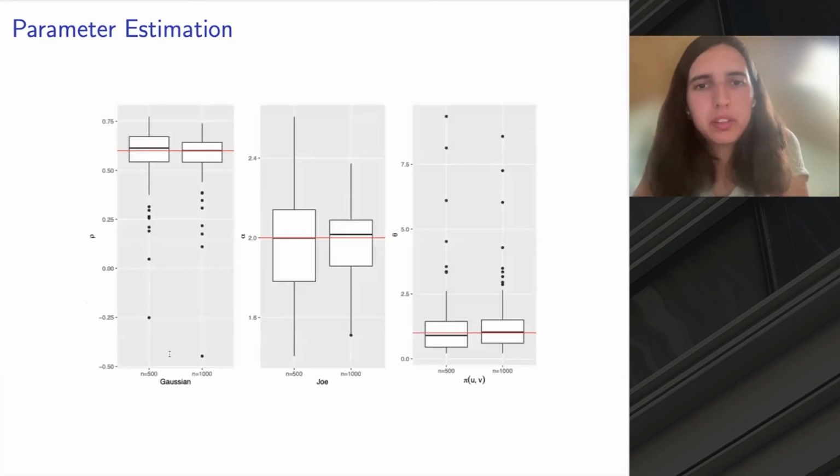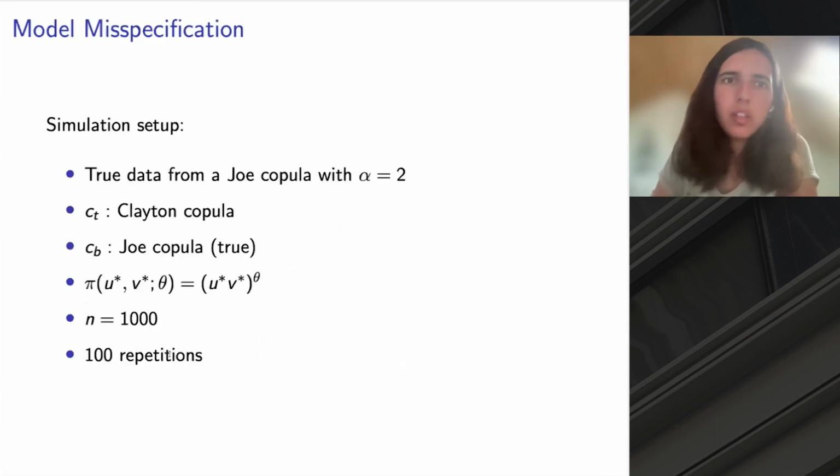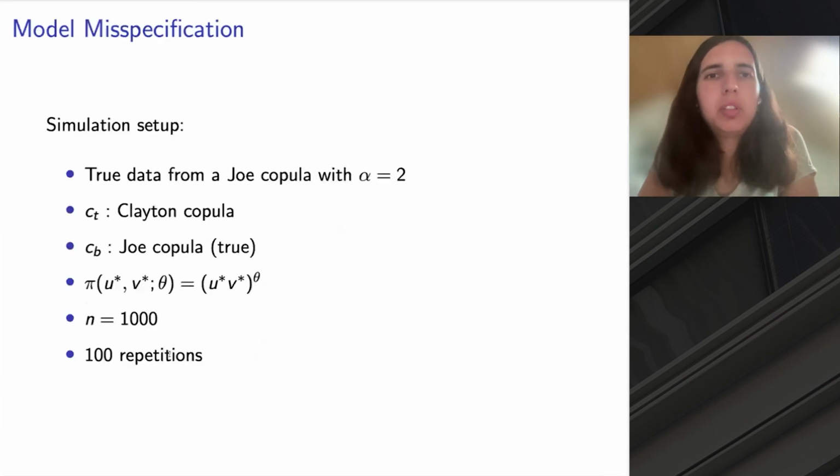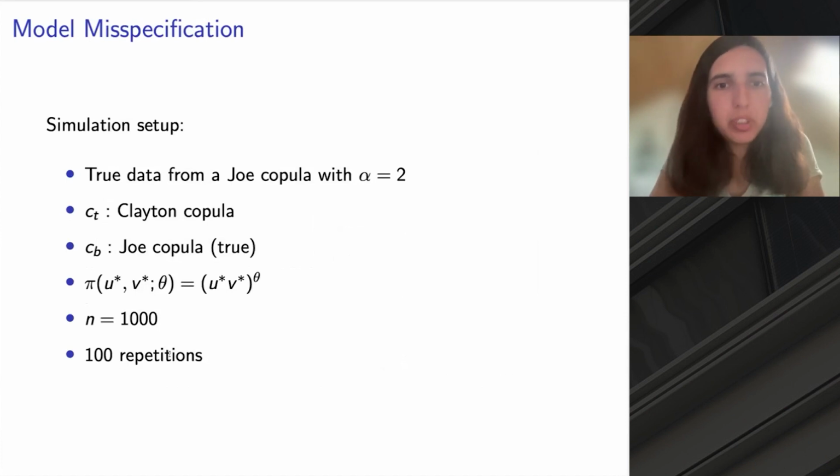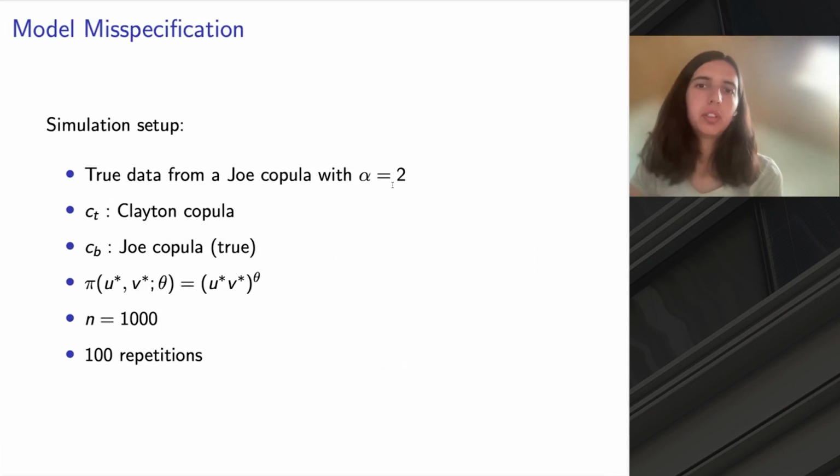We can see it's doing pretty well. The red line is the true value. And when we increase the sample size, we get less variability, which is nice. We then checked what happened if we misspecified the model. So the first misspecification that we considered was having the true data coming from a copula and having that copula as a component of the weighting copula model. So we have the true data coming from a Joe with an alpha equal to 2, and we have this copula to be the one for the body, and then CT to be a Clayton copula. Again, the same weighting function and 1,000 data points.